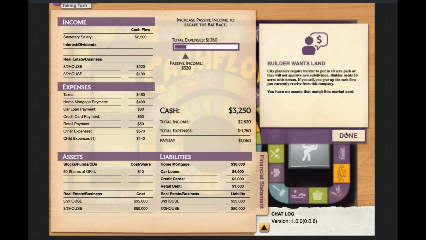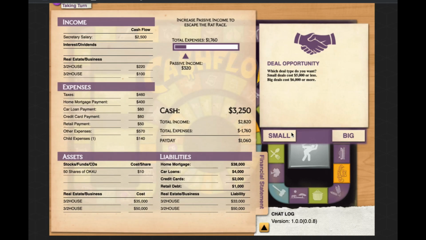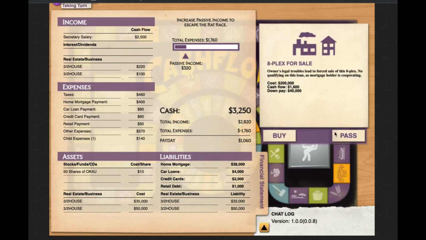Builder wants land. I have no interest in that. Okay. So we're looking at another big deal, even though I don't really have the cash. So again, this is an 8-plex, $200,000 cost. The down payment's $40,000, but it cash flows $1,600.